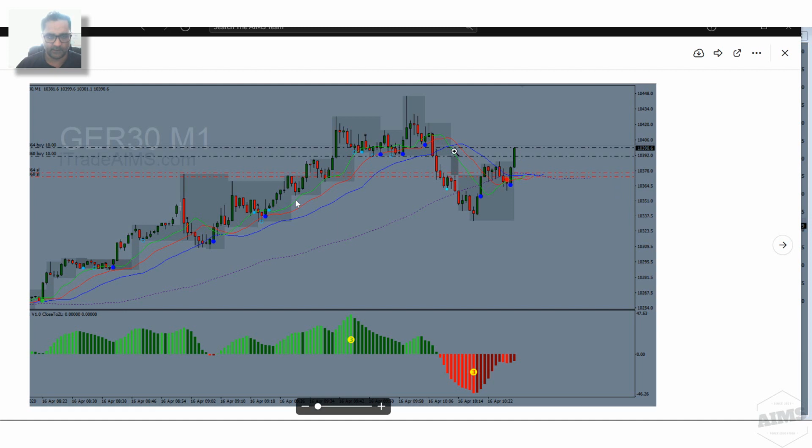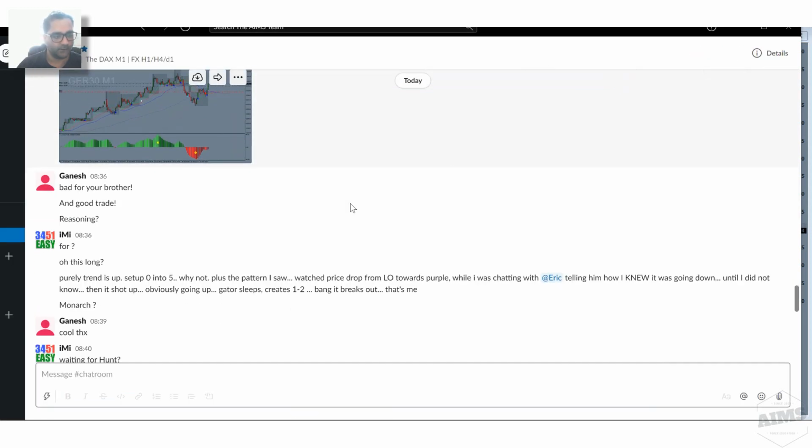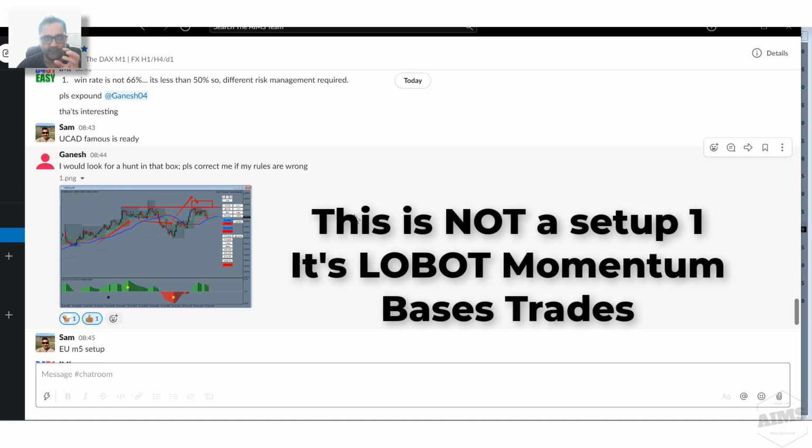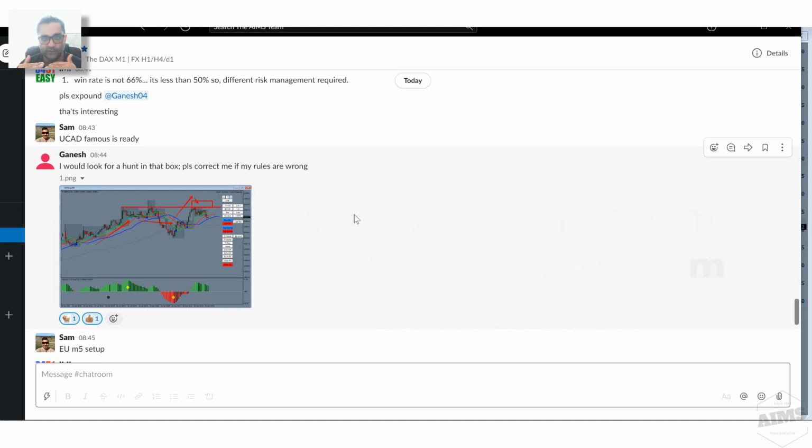And obviously, none of the members of the chat room should have or could have taken this because this is not a setup 1. Yeah, so that created a debate as to why I took the trade and why actually we shouldn't take that trade. I can take it because I have this particular thing in my trade plan where I can watch the charts during the London Open, the LOBOT strategy, where I mostly trade with price action and momentum of price, right? So that is, like I explained, so I can understand the momentum of the chart. So it wasn't really a setup 0 or a setup.